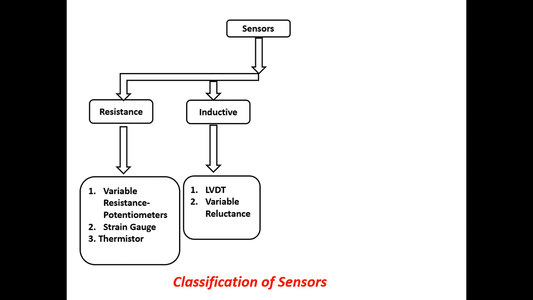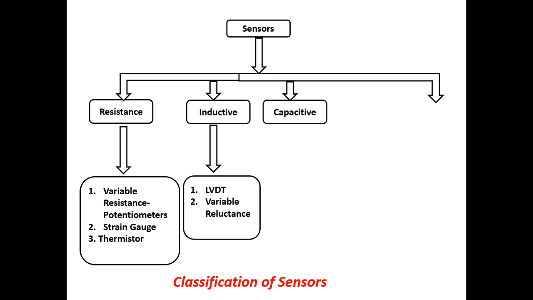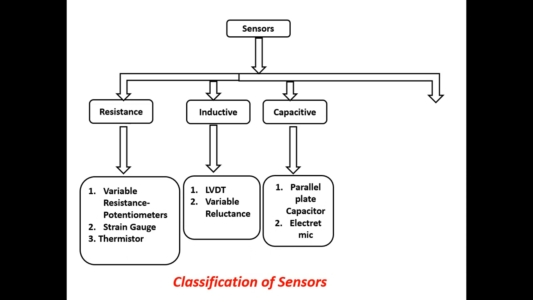So the next type of sensors are the capacitive sensors. Here the physical quantity that is being measured is going to make some changes on the capacitive parameters. Okay, and here we have parallel plate capacitors, we have the electric mic, and these are the different types of sensors which we are going to discuss in detail.